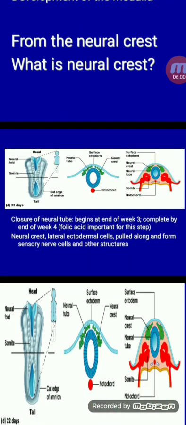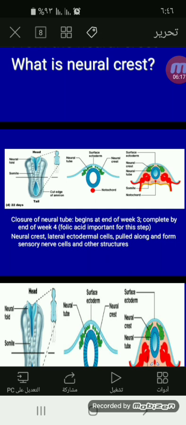Closure of the neural tube begins at the end of week 3, completed week 4. Folic acid is important for this step. What is the step for closure of the neural tube? Take a look at the neural tube and surface ectoderm, and between them the neural crest. What are the neural crests?